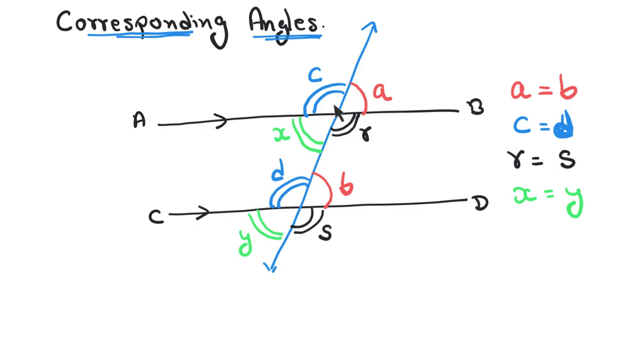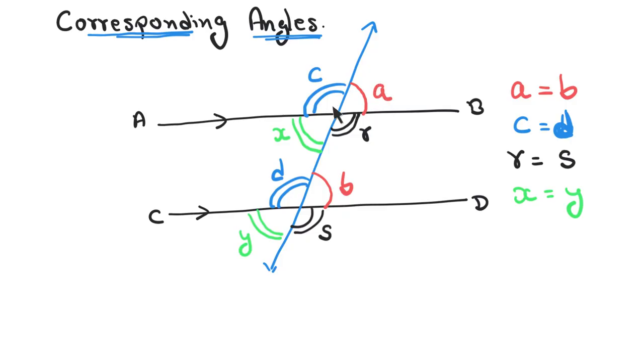What type of angles are they? We have already learnt in the video lines and angles. They are vertically opposite angles. And vertically opposite angles are always equal. So C is also equal to R because they are vertically opposite angles.